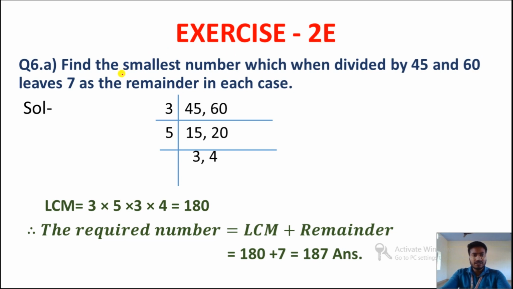The question is, find the smallest number which when divided by 45 and 60 leaves 7 as the remainder in each case. Okay, so we have 45 and 60. We need to find out the smallest number which when divided by 45 and 60 leaves 7 as the remainder. So what we have to do in this question, first we have to find out the LCM of 45 and 60. And how to find out LCM, you know very well.